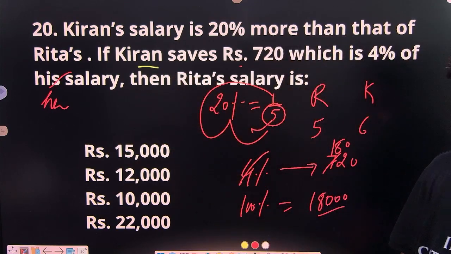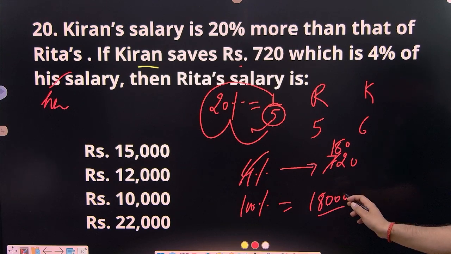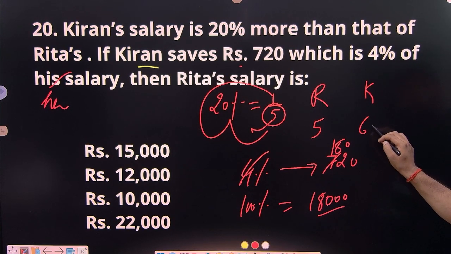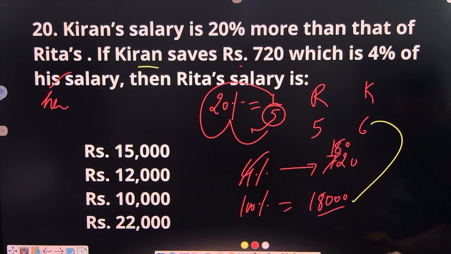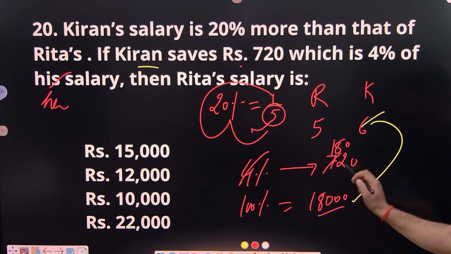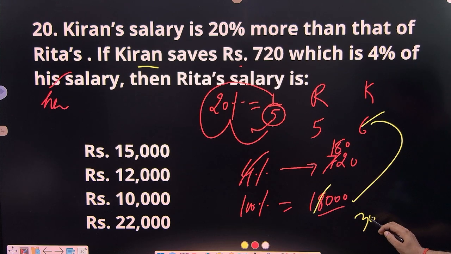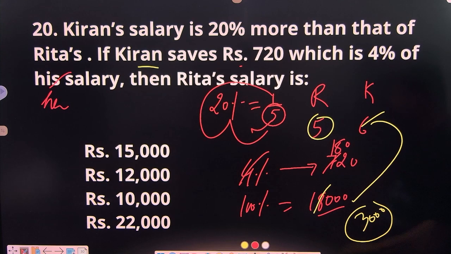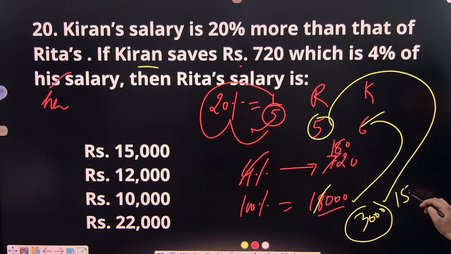That means Kiran is making how much? 18,000. But actually, how much is Kiran making? 6 units. So 6 units represent 18,000. So 1 unit will represent 3,000. Rita is making 5, so Rita will make 15,000. Are you getting it or not?